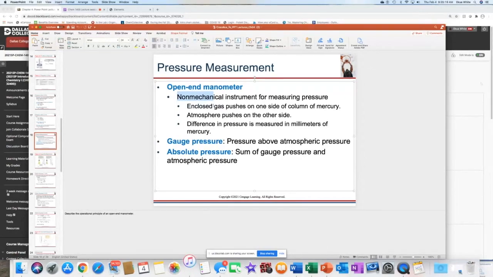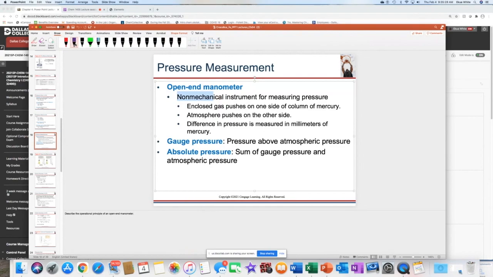So what we're going to try to do here in figuring out the pressure is we'll consider these three measurements right here. The enclosed gas pressure, and we're told here the enclosed gas pushes on one side of the column of mercury. You have the atmospheric pressure pushing on the other side.